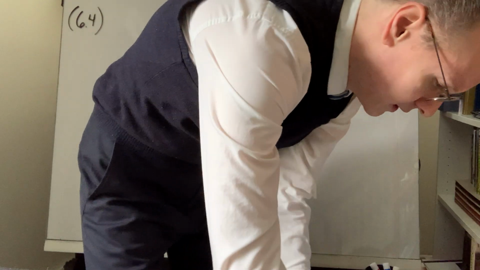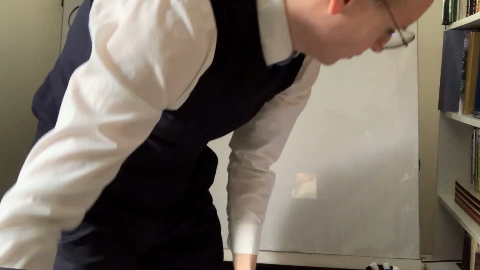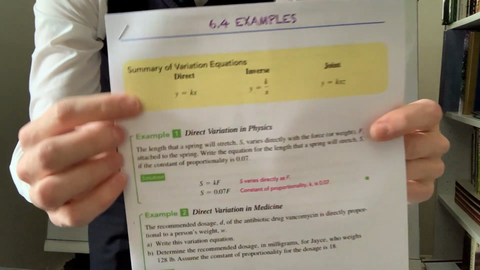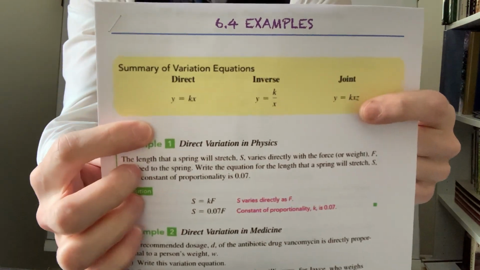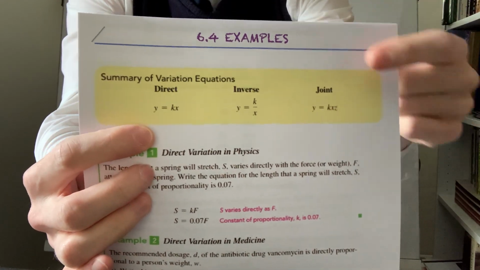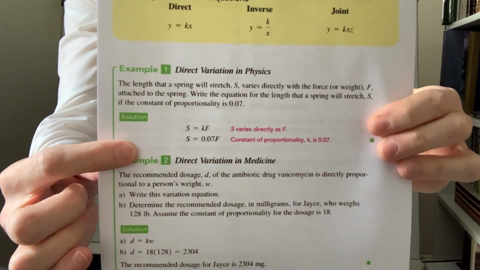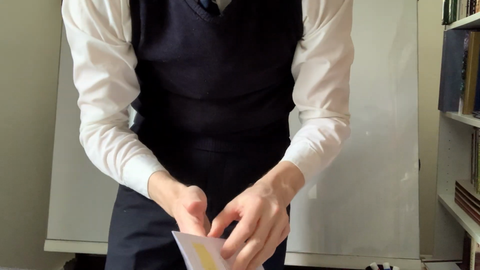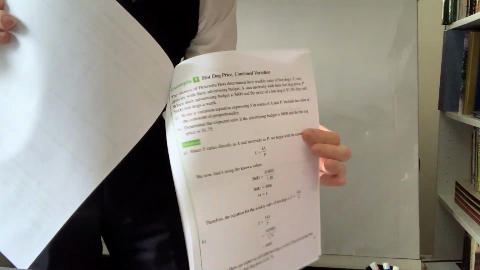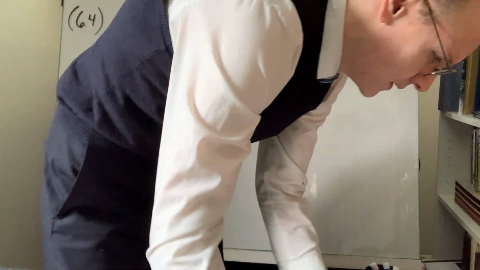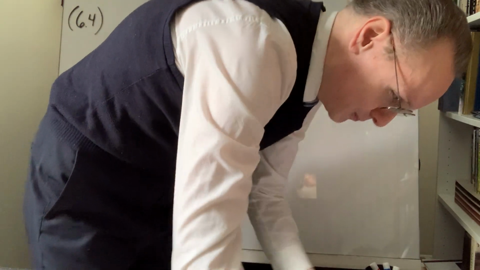The packet that you should attempt to print, put this aside, is mostly the examples. I swiped this from the textbook. This is a nice diagram of the three types of variation equations. There is in fact a fourth category. I'm going to draw that for you in a couple of minutes, but we'll go through these examples now. There's quite a few of them. So do try to print that, and we'll go over it together, as close to together as we possibly could be under the circumstances. All right, now let's see.